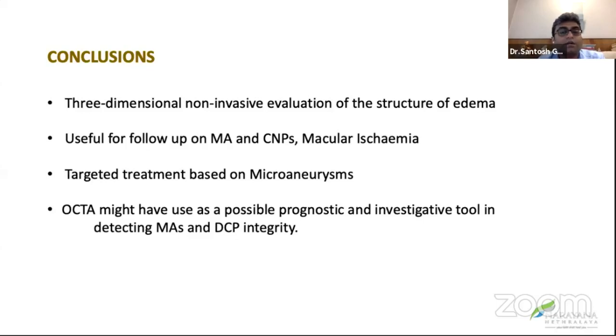So to conclude, OCTA really helps in prognosticating the macular edema and checking out the microaneurysms and non-perfusion areas, and it could be a really helpful tool as an investigative modality, as well as for prognosis and academic interest as such.